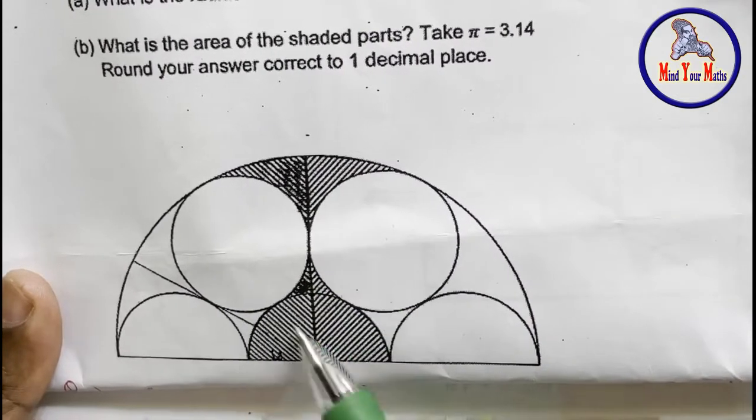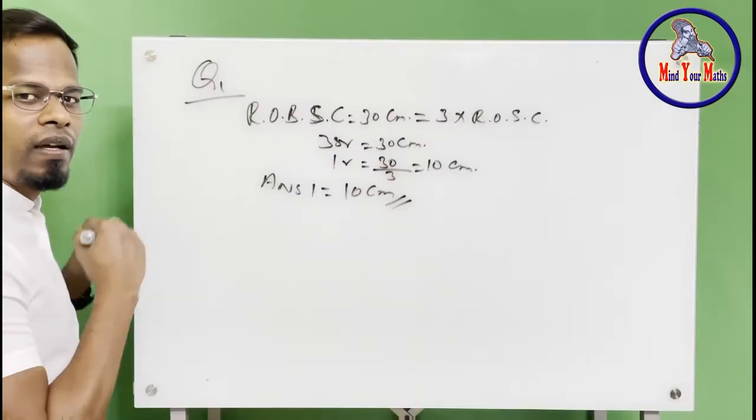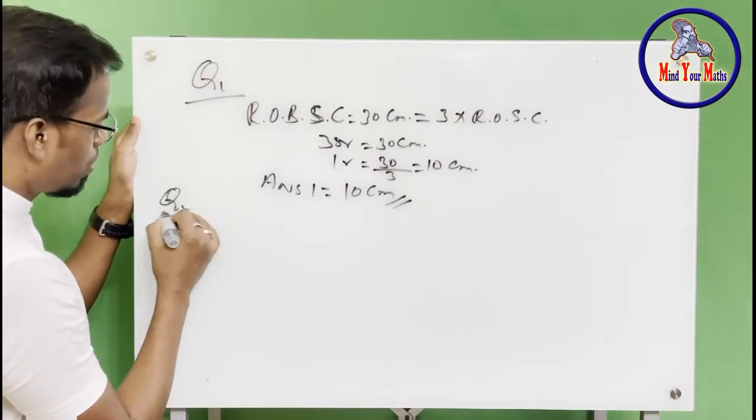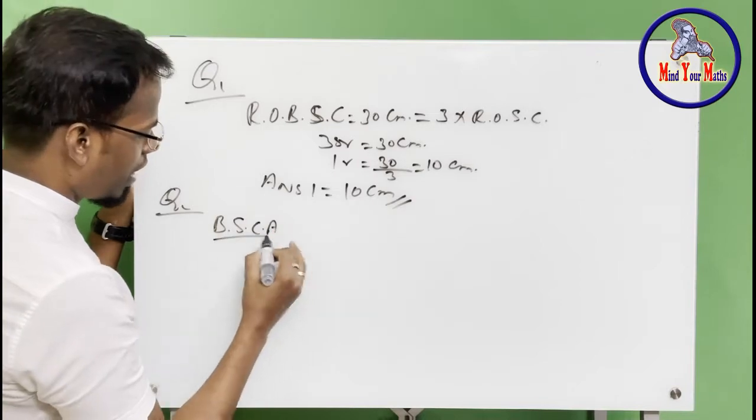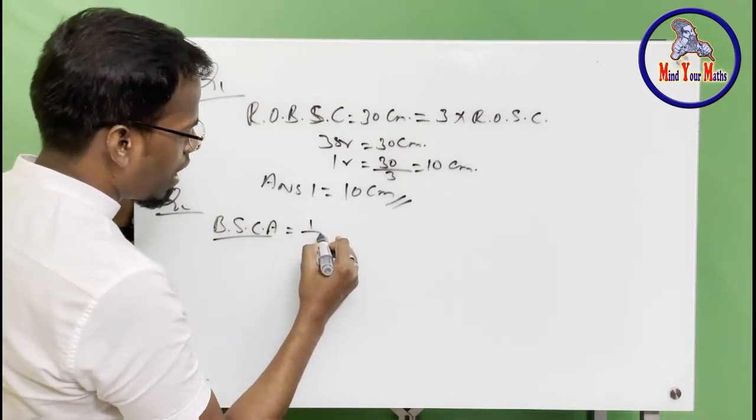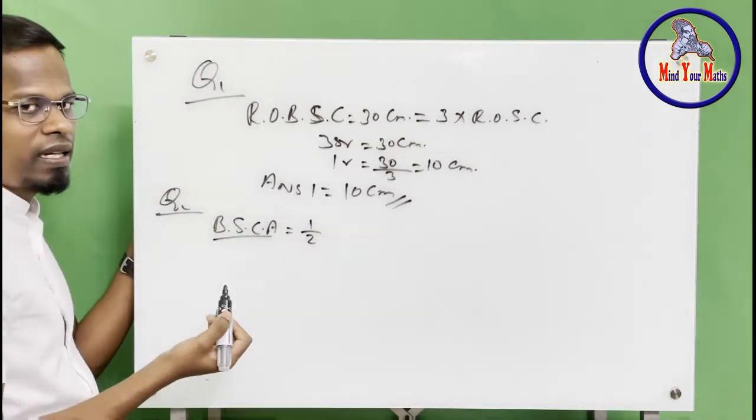Okay, so now let's see how we are going to solve step by step to find the area for the shaded part. For question 2, let's find the big semicircle's area, which is 1 by 2, half, because a semicircle is half.